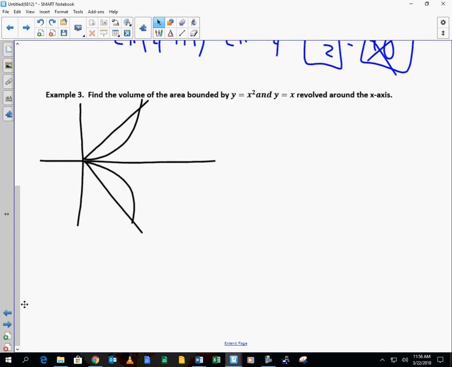And a lot of people say, well, they want to use the washers. There's no reason why you can't use the cylindrical shell method, and it's just as easy. Might even be easier. I'll show you the cylindrical shell method right here. The difference is for cylindrical shell, as you do the shell, what's your thickness? It's dy.